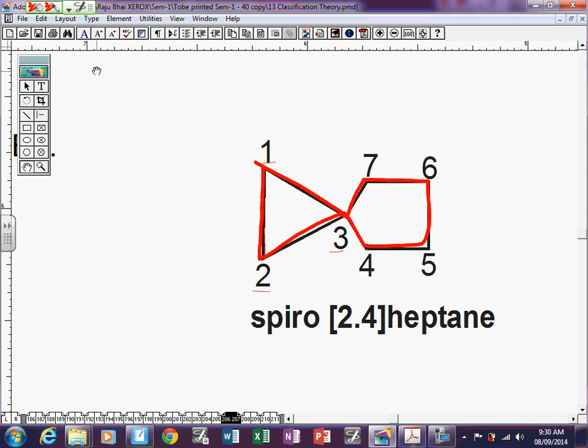So here the numbering will end. We count one carbon only one time. So here 1, 2, 3, correct? And both is 3, 4, 5, 6, 7. Then exclude the common carbon. On the left hand side, how many carbons do we have? 2. Okay, so it's called spiro. Total is 7 carbon, have 10.